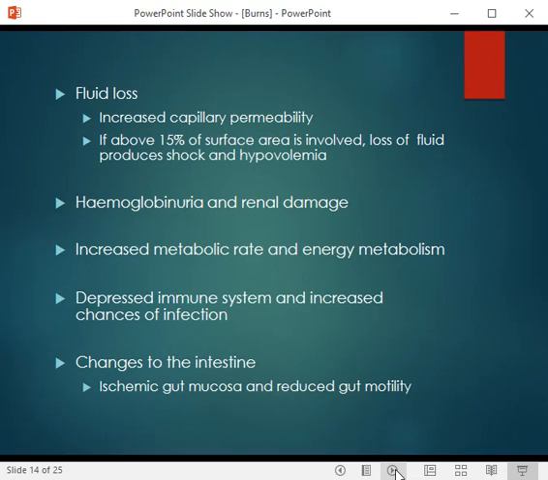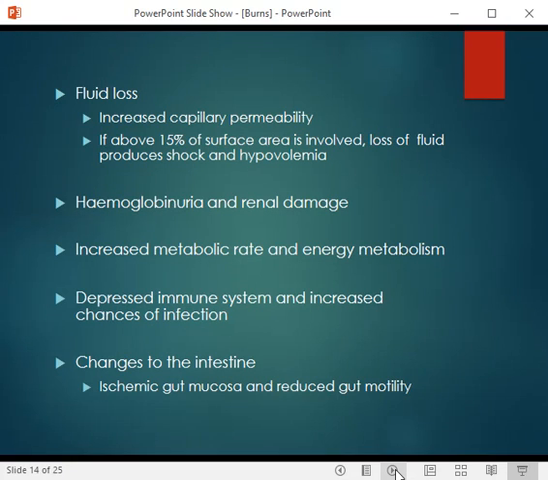Next thing, there is appreciable fluid loss. Any burn more than 15% body surface area will require fluid replacement. Hemoglobinuria due to tissue destruction eventually leads to renal damage. Obviously, energy requirements are increased, leading to increased metabolic rates.